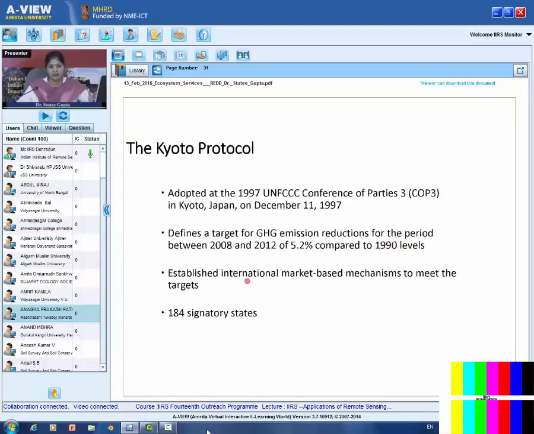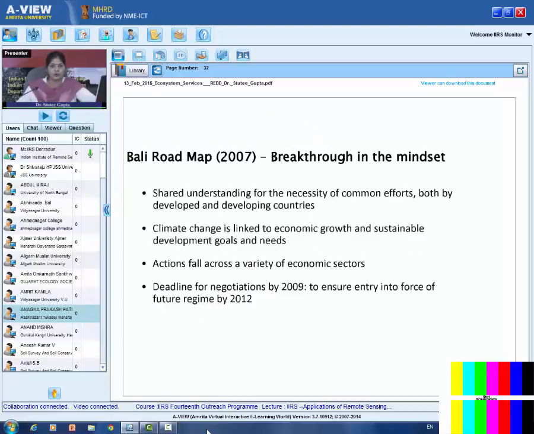And there was an attempt to develop an international market-based mechanism to meet that target, and at that time there were 184 signatory states to this protocol. Later there was the Bali roadmap, and in this Bali roadmap there was a breakthrough in the mindset of the people. They shared the understanding for the necessity of common efforts both by the developed and developing countries, and climate change was linked to economic growth and sustainable development.